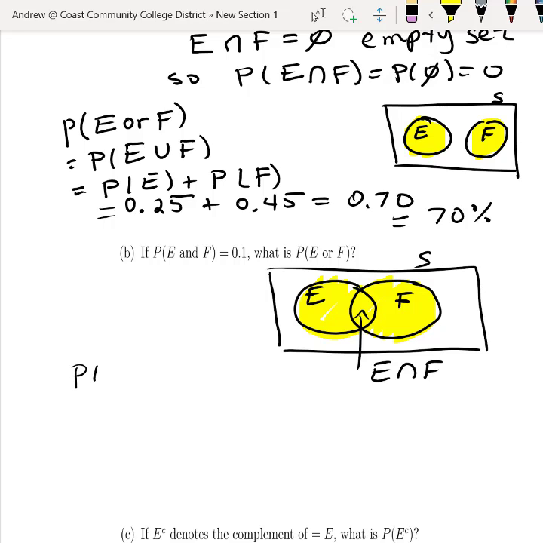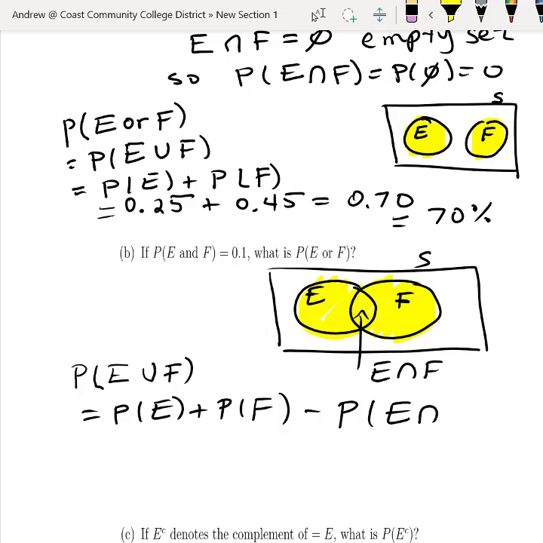the probability of E or F, which is E union F, is equal to the probability of E plus the probability of F minus the probability of the intersection of E and F. And then we can just use the numbers that we have above. The probability of E is 0.25. The probability of F is 0.45. And then in this problem, for problem B, that intersection is 0.1.